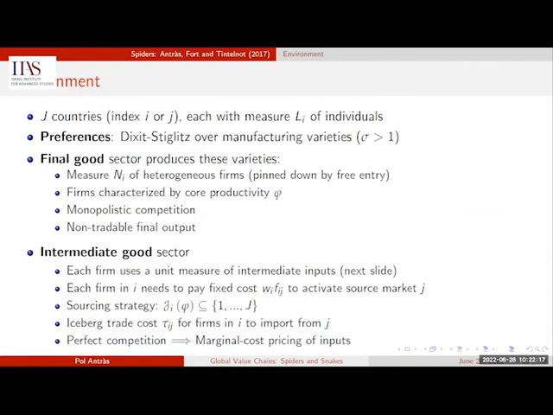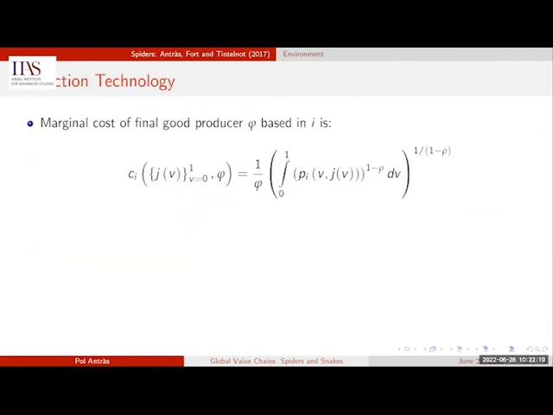Okay, so now let me put a bit more structure. If some of you wanted to see the CES, then here you go. That's the first fix of the day, your CES production technology. So that's the marginal cost of the firm. Remember, phi is the core productivity. So higher phi means lower marginal cost.